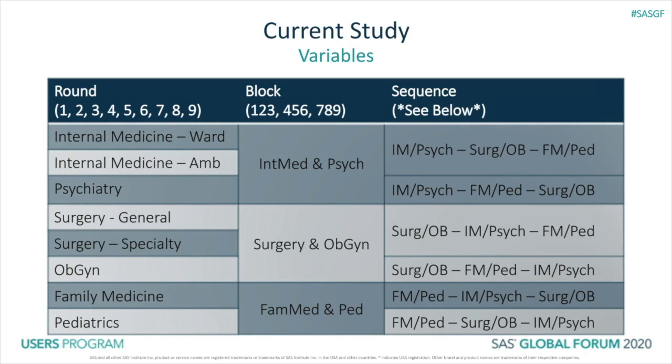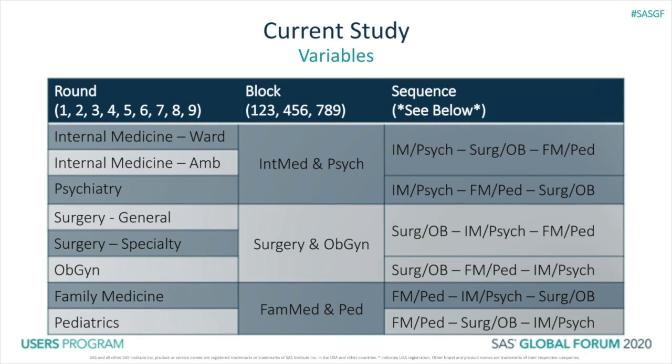So did the student do their internal medicine psychiatry block first? Or did they do their surgery block first, or their family medicine block first, and then which one did they do second, which one did they do third? So I ended up having 6 different groups, instead of a number of groups, which I can't think of off the top of my head, that would have come from taking into consideration round and block in the creation of a sequence. So this was just one example.